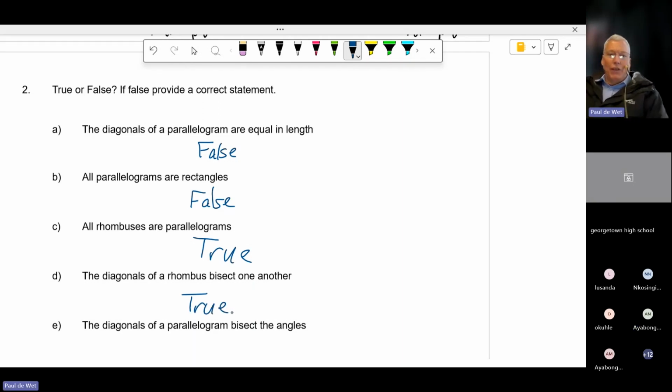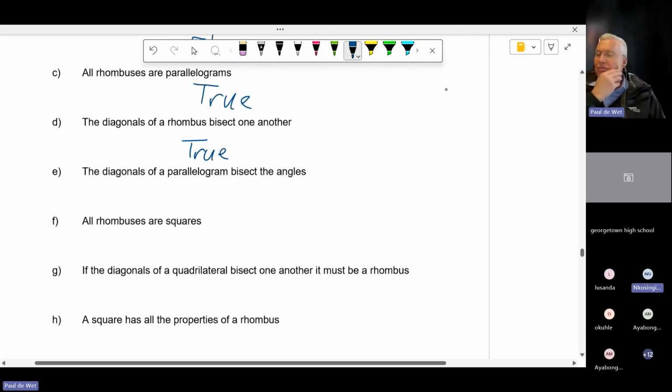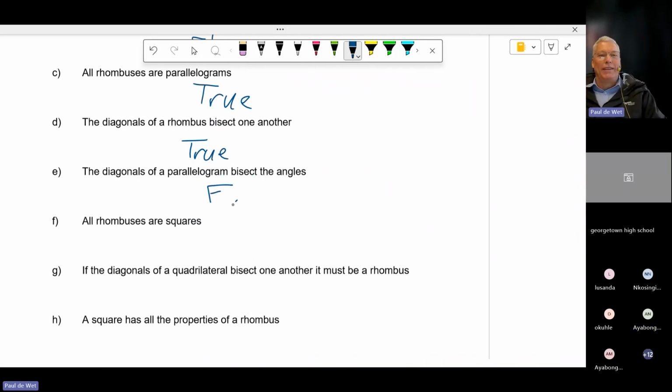The diagonals of a parallelogram bisect the angles. True. True. Guys, I don't know if we're guessing or what, but in which shape do the diagonals bisect the angles? A rhombus and the perfect quadrilateral, which is a square, because I remember a square is a special rhombus.